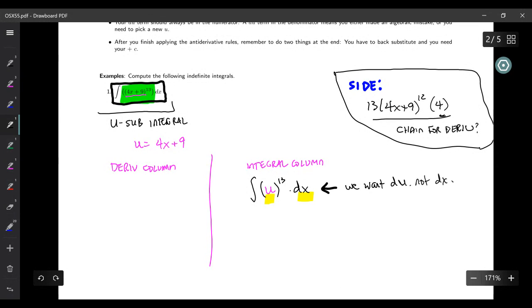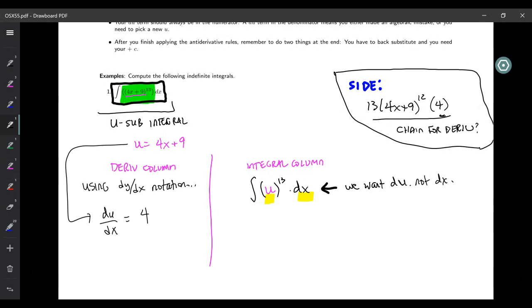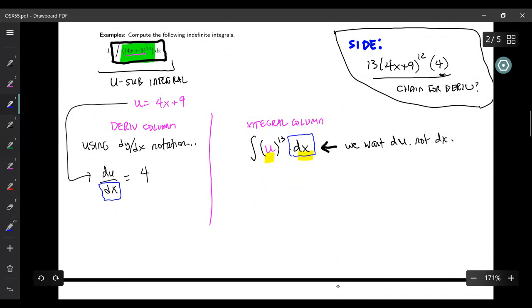So this is where the derivative column comes in. And you're going to have to go back and use the dy dx notation. The derivative of u, du dx equals 4. Right. Take the derivative of both sides. So just like with optimization, if I want to get rid of dx, I want to solve for dx. So we get du is equal to 4 dx, du over 4 is equal to dx. Now this du over 4 plugs in right here.